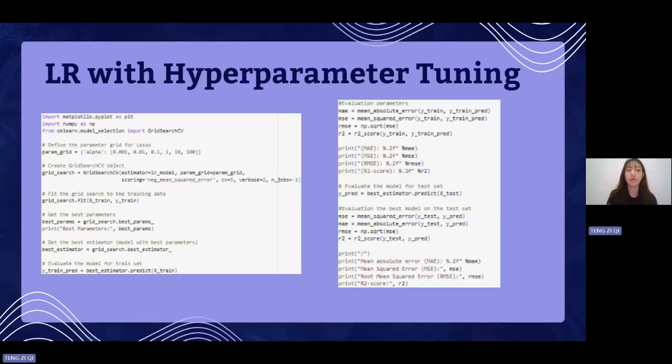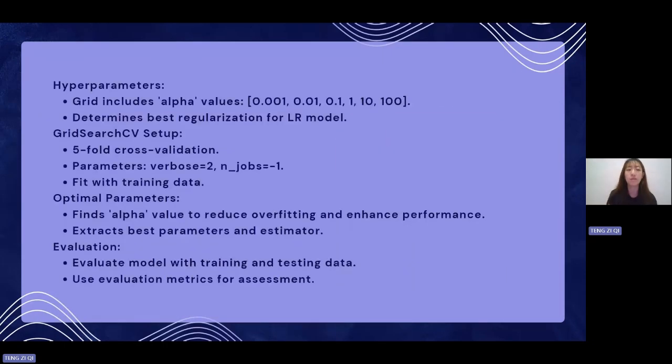The following is lasso regression with hyperparameter tuning. Hyperparameters include alpha values, which are 0.001, 0.01, 0.1, 1, 10, and 100. It determines the best regularization for the model. Fivefold cross-validation is used, with the parameters verbose equal to 2 and n_jobs equal to -1. It fits with the training data.